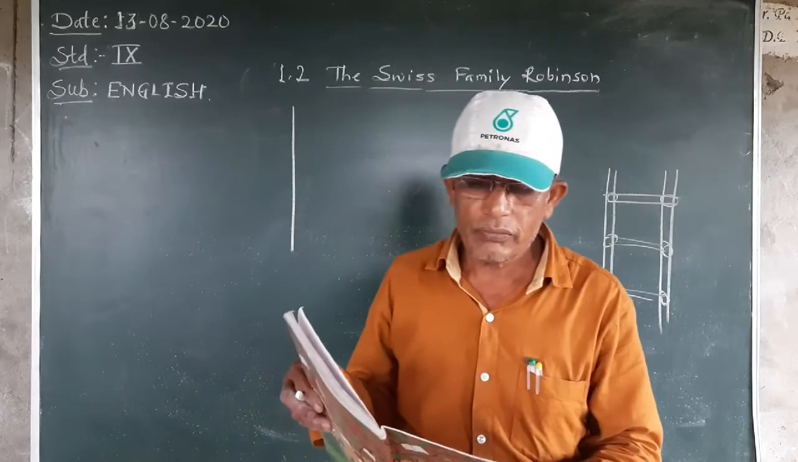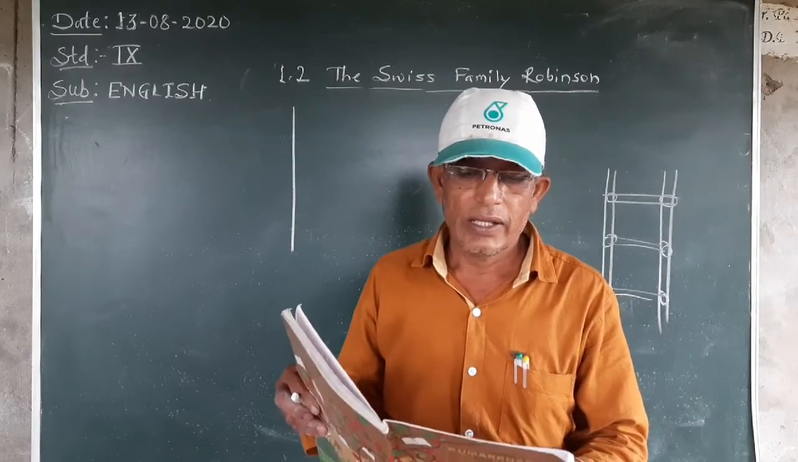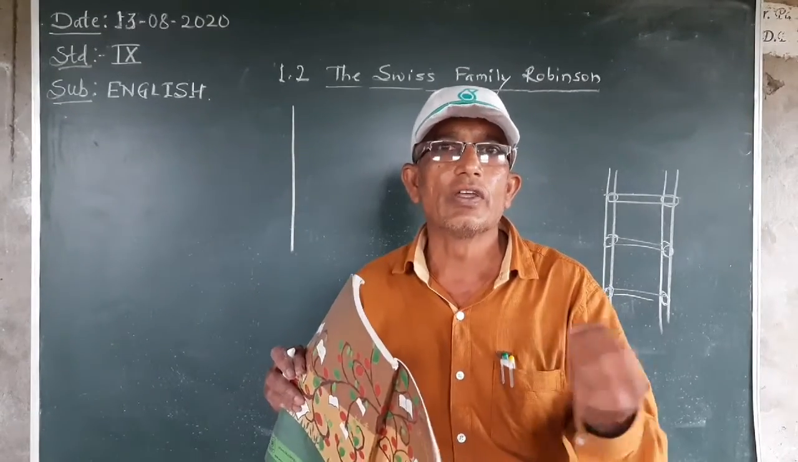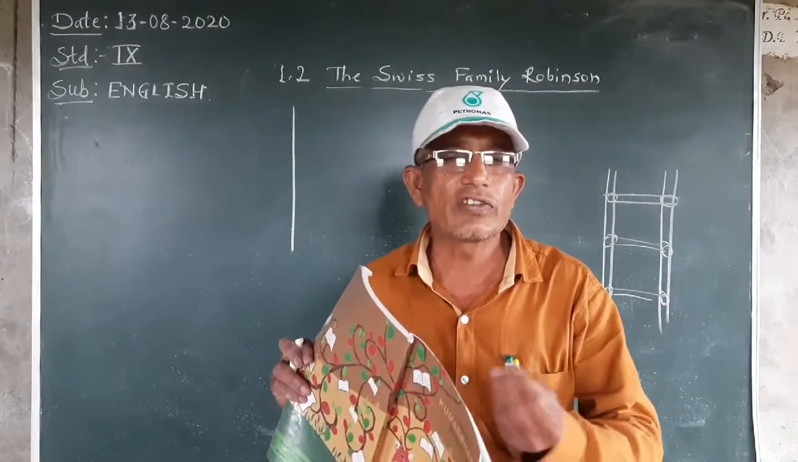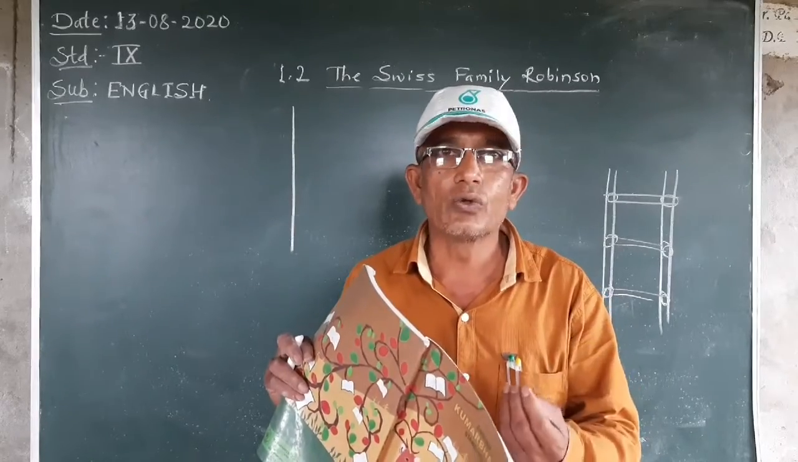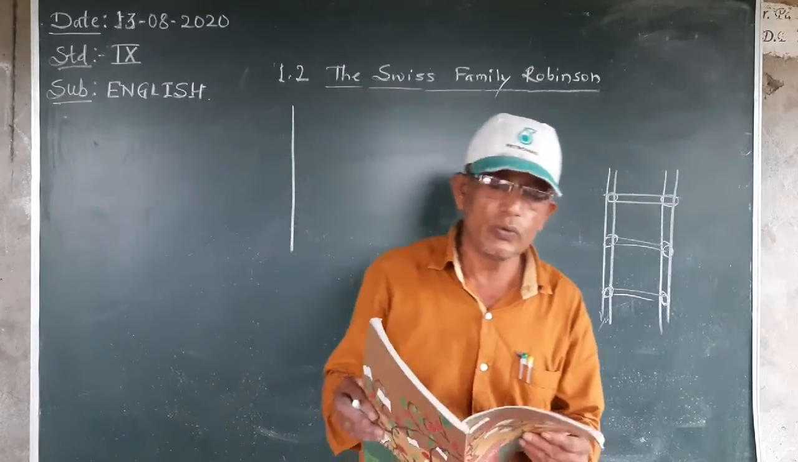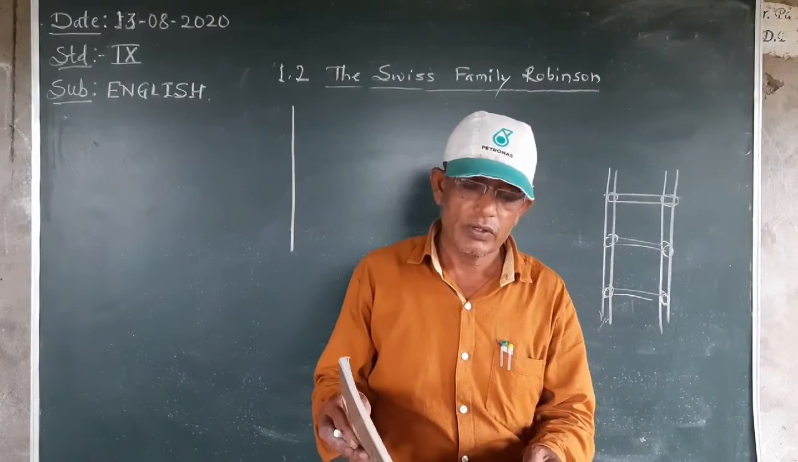Then Fritz discovered a tree, it means a plant which gives waxy fruit, and those waxy fruit can be used for lighting candles. Okay, then students, up to this we studied here.